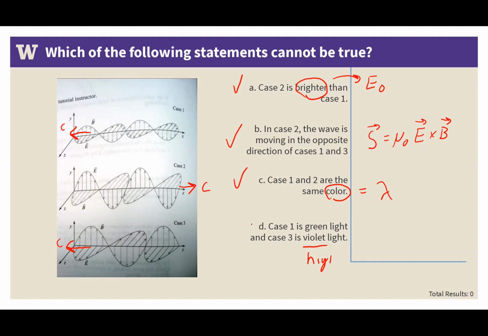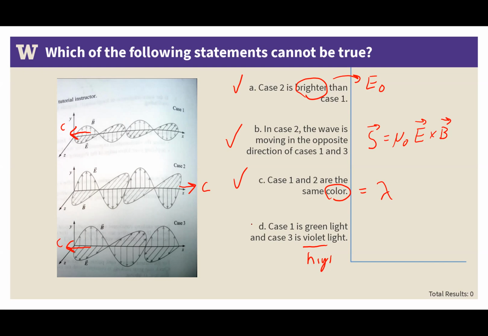In B, case 2 is moving in the opposite direction. So this is where the Poynting vector comes in. If I take the cross product of E and B, it'll tell me which way the wave is moving. So in case 1 and case 3, I'm going to get a velocity that's pointing to the left. And in case 2, I'm going to get a velocity that's pointing to the right. So yeah, that makes sense. In case 2, the wave is moving in the opposite direction.